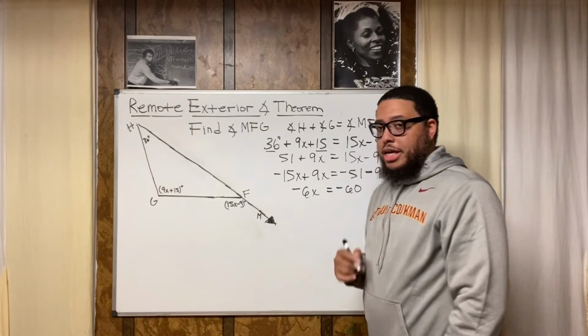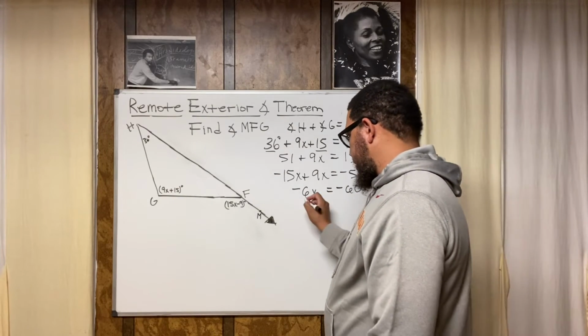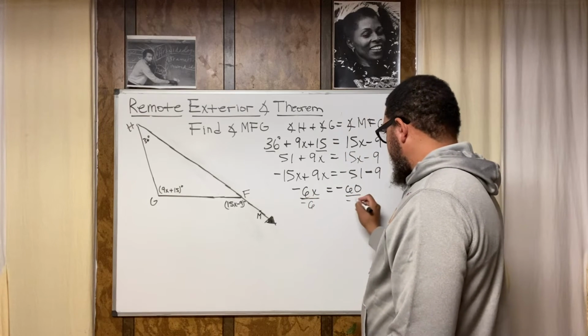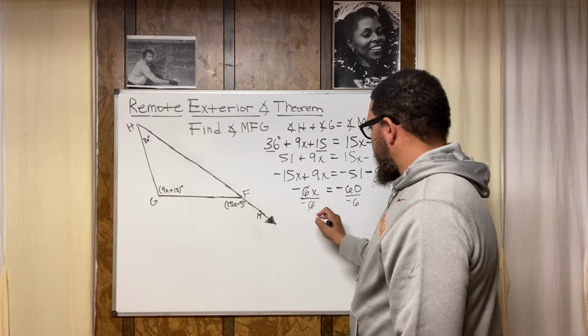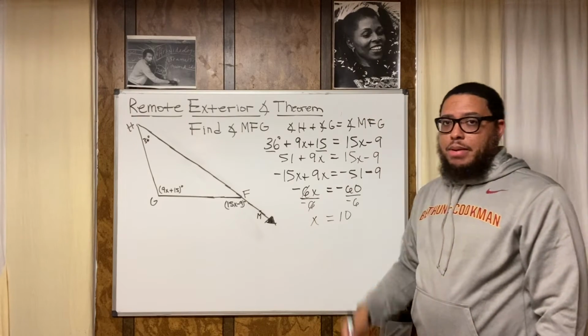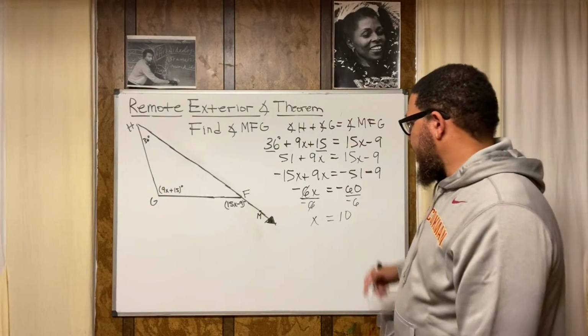Negative 6x means negative 6 times x. That's multiplication, so the opposite of multiplying is dividing. So I'm dividing by negative 6 on the left side, and on the right-hand side, boom, I got x equals positive 10. Don't forget, negative divided by negative is a positive. That's going to be x equals 10.